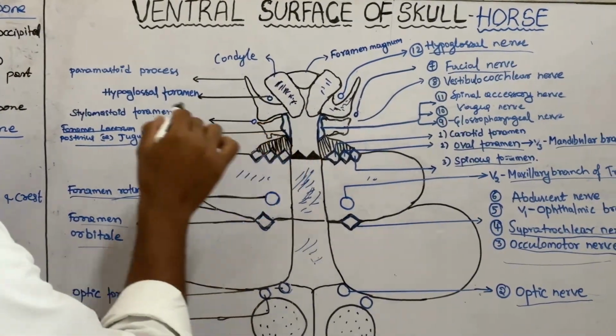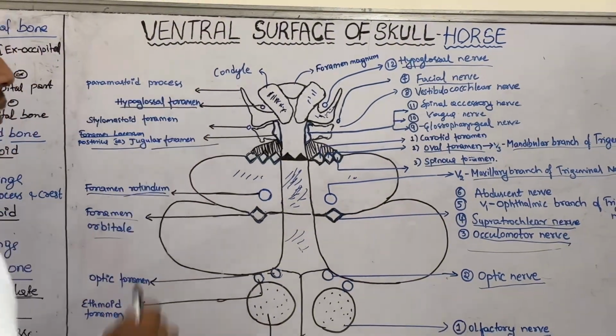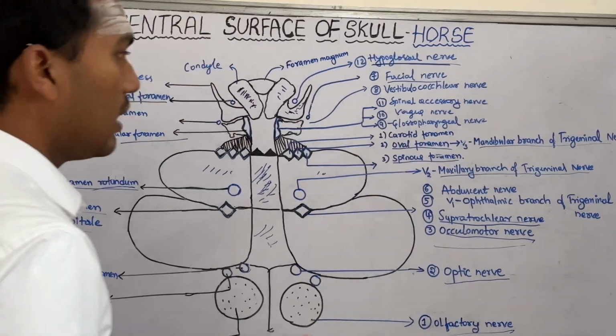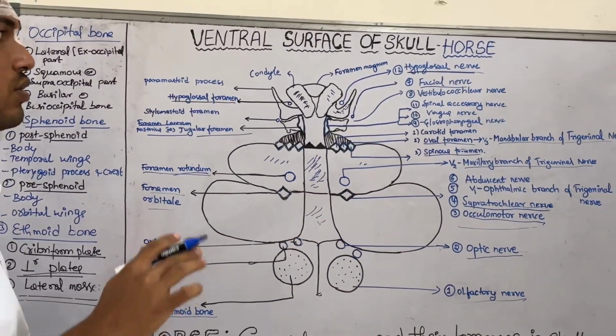This fossa consists of the hypoglossal foramen, through which our 12th cranial nerve, the hypoglossal nerve, passes. This is similar to the case in cattle.